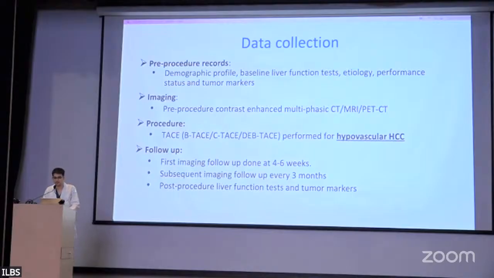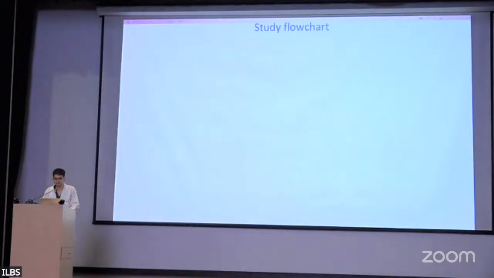Data collection: pre-procedure records in the form of demographic profile, baseline liver function tests, etiology, performance status, and tumor markers were recorded. Then the imaging was the pre-procedure contrast enhanced multiphasic imaging. The procedure the patient underwent was TACE, which could have been BTACE, conventional TACE, or DEB TACE for hypovascular HCC. The first imaging follow-up was done at 4 to 6 weeks, and the subsequent imaging follow-up was done every 3 months. The post-procedure LFT and tumor markers were recorded.